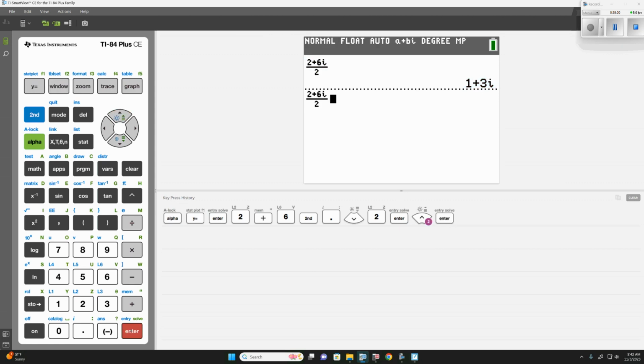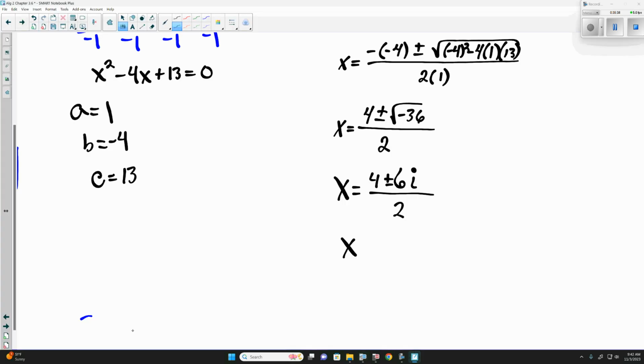Let's try that again. 4 plus 6i, which should be 2 plus 3i, yes? Well, the only difference between it and the other solution is that the plus is not a plus, it is a minus. So we can really say that this reduces to 2 plus or minus 3i. And that's it. Questions on this here? Questions on any of this so far?